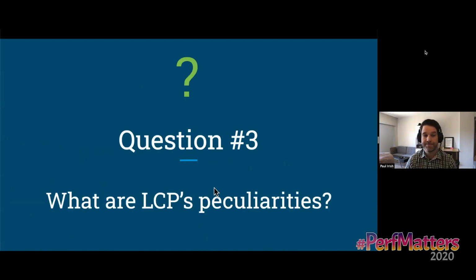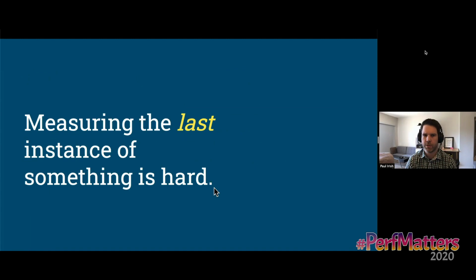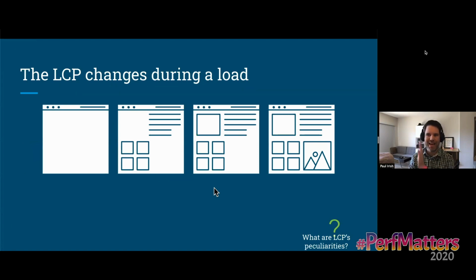LCP's peculiarities. Some of the interesting things about how it works, right? So one challenge is that measuring the last of anything is a really hard problem, especially in the field. Especially, yeah, because when is it the last? First contentful paint, for instance, well, it's the very first paint. As soon as you have a paint that is contentful, well, that's it. But LCP is basically last largest contentful paint. And finding out when the end condition is tricky, right?